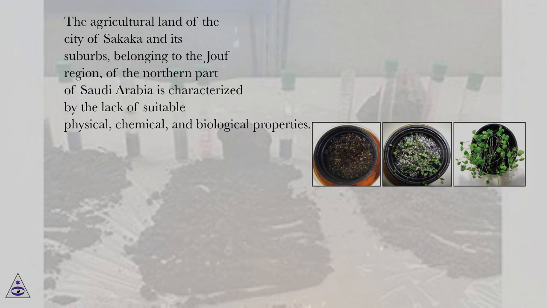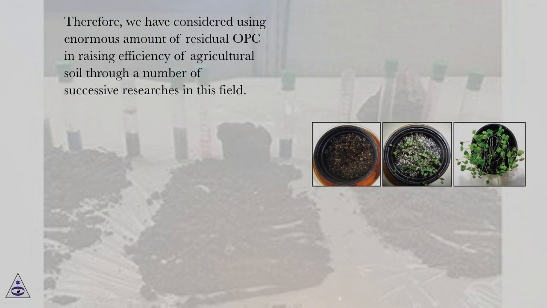The agricultural land of the city of Sakaka and its suburbs, belonging to the Juf region of the northern part of Saudi Arabia, is characterized by the lack of suitable physical, chemical, and biological properties. Therefore, we have considered using the enormous amount of residual OPC in raising the efficiency of agricultural soil through a number of successive researches in this field.